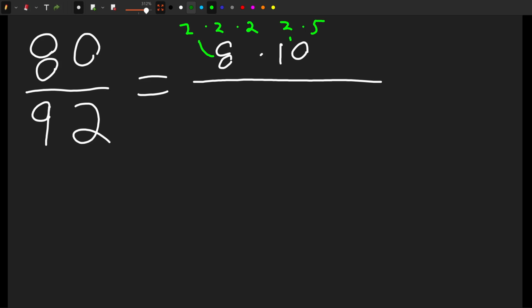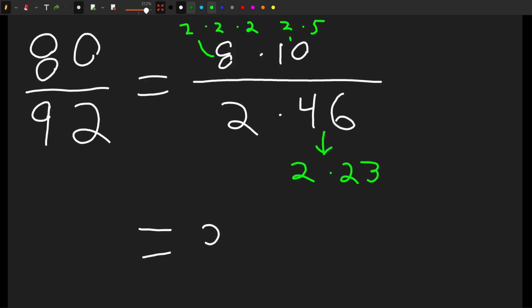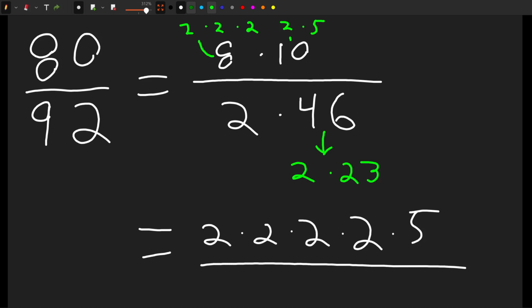92, I know that that is 2 times 46, I believe. And 46, I know, is 2 times 23. Right, any even number can always be divided by 2, and we're left with 23 in this case. So to write this out in its simplest factors, we have 2 times 2 times 2 times 2 times 5 on the top. And then on the bottom, we have 2 times 2 times 23.